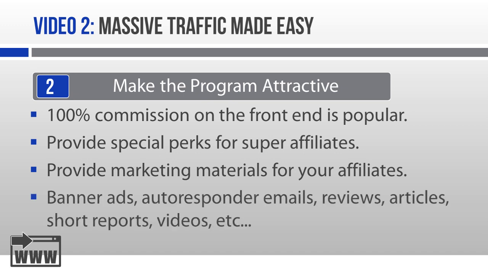This will include things like graphic ads such as banners, autoresponder emails, reviews, articles, short reports, videos, and so on. Just be sure to provide a variety of materials so your affiliates can just copy and paste and they can start promoting. Believe me, you'll want to make it as easy as possible for them to promote your products. All right? Now the next step.